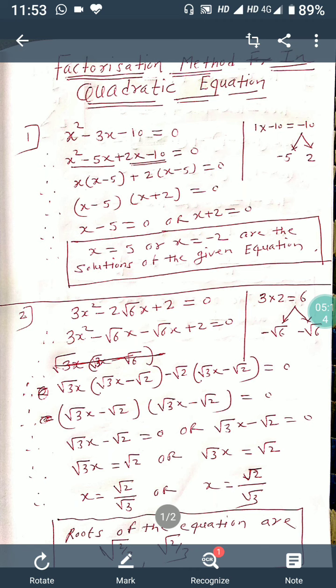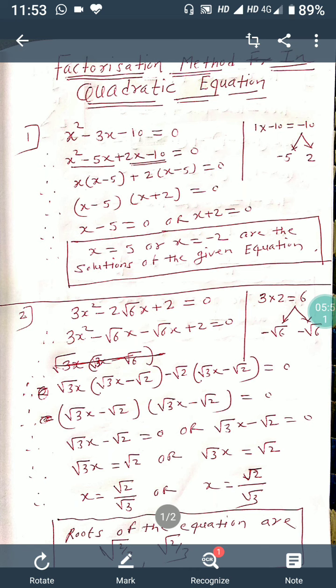So here we want product 6, but their sum should be negative 2 root 6. If we try, we will get two numbers. I have shown here negative root 6 and negative root 6. If you do the product of negative root 6 into negative root 6, you will get 6, and 6 is there, as we have shown above. And if you add negative root 6 and negative root 6, you will get minus 2 root 6. So those two values are satisfying our condition.